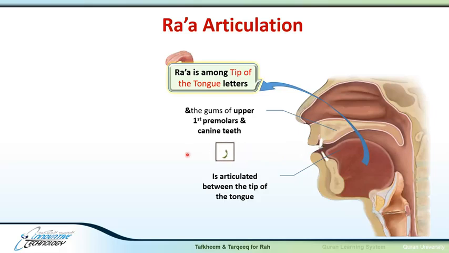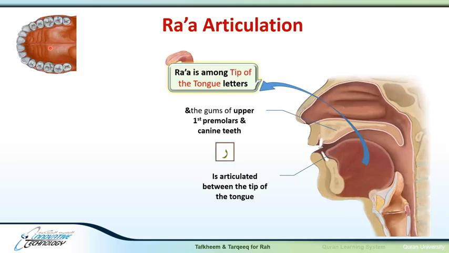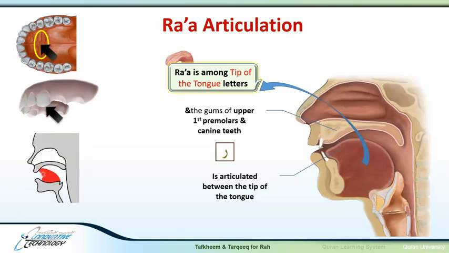And if we look at the hard palate from an inferior view, we'll see a ridged area. That ridged area here is the area at which the tip of the tongue is raised from here to touch it to produce the letter Ra. And this black arrow shows how the tongue is raised to touch that area for producing the letter Ra. Now if we look at it from the side view, we'll see the tongue in red and its tip is raised to that ridge area to produce the letter Ra.